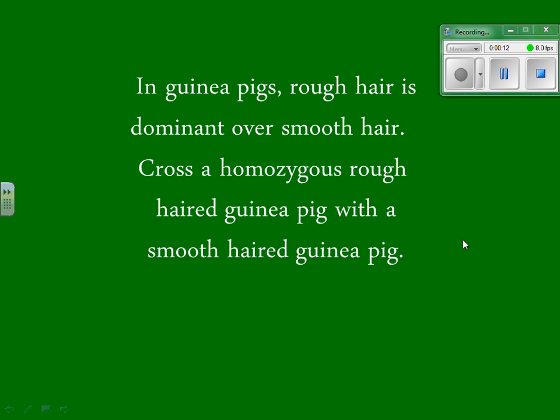If we look at our first example here in guinea pigs, rough hair is dominant to smooth hair. And so we want to cross a homozygous rough-haired guinea pig with a smooth-haired guinea pig. And notice the word cross. All the word cross means is that we have two parents, a homozygous rough-haired guinea pig, and the other parent is a smooth-haired guinea pig. And we want to look at the possibility of what their children could look like.